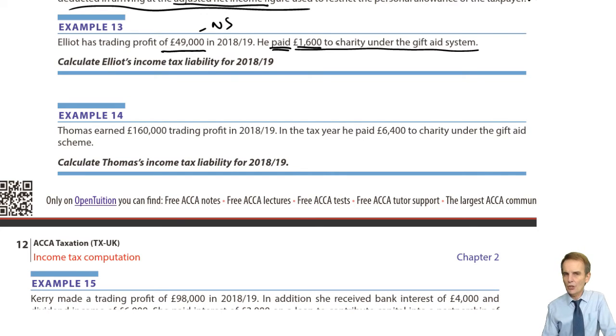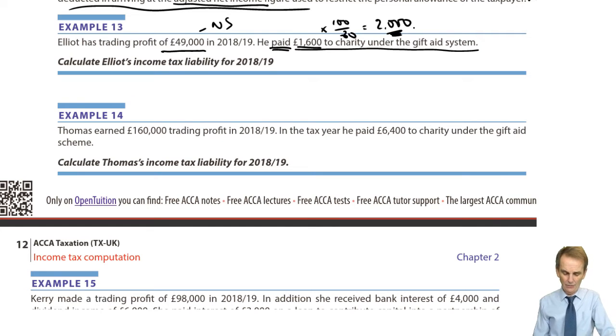Right, it doesn't say gross next to the 1,600. So we've got to get that gross figure by timesing it by 100 over 80, grossing it up for the basic rate of tax deduction at source. So 1,600 times 100 over 80 will be a gross figure of £2,000. So what does that mean? What you're going to do this, not I, in a moment's time.